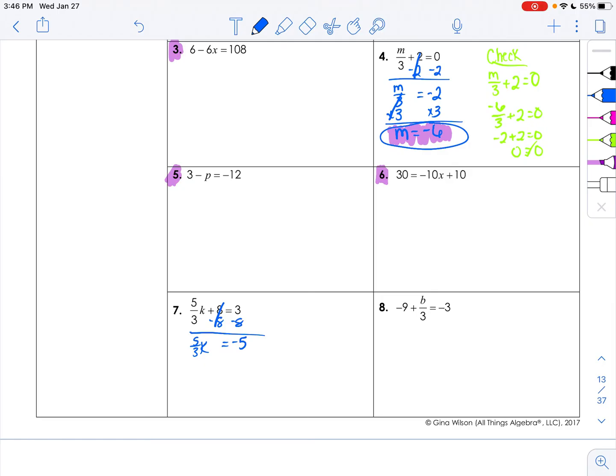Now to get rid of or to move the 5/3, so remember that's 5/3 times k. So the opposite would be, instead of multiplying by 5/3, we're going to divide by 5/3.